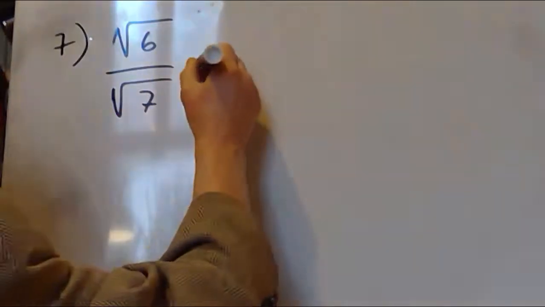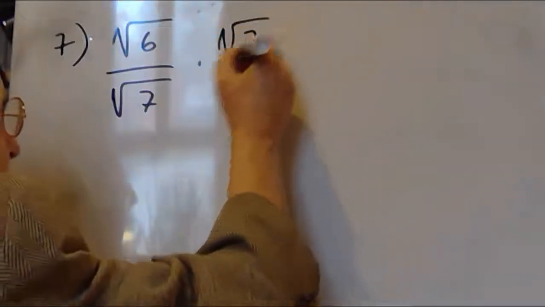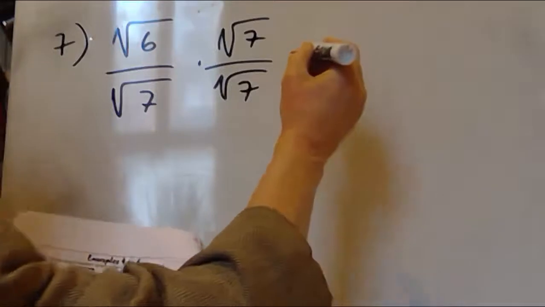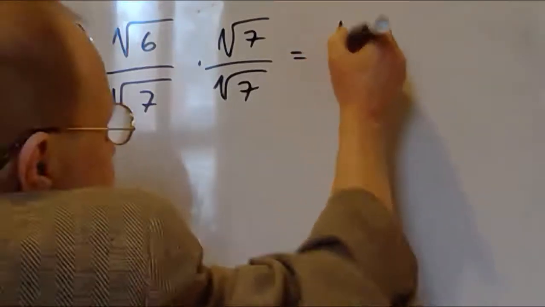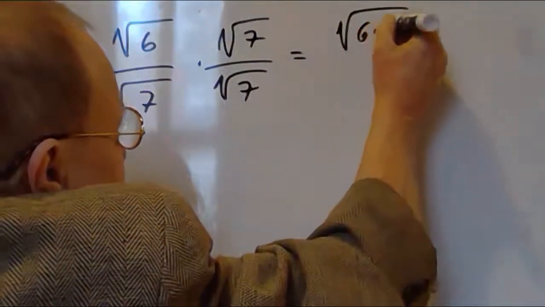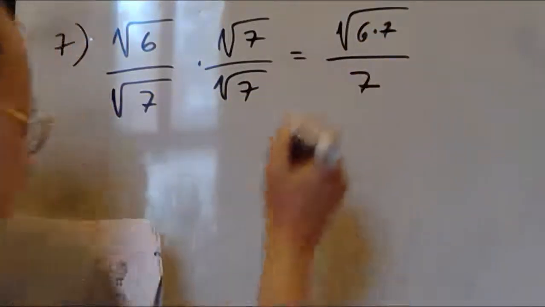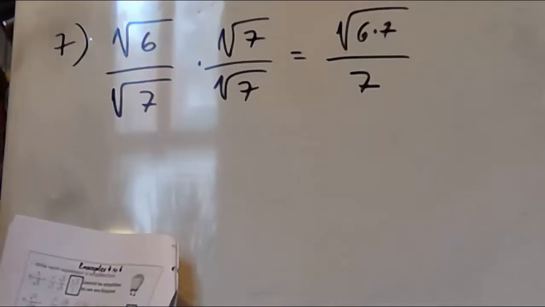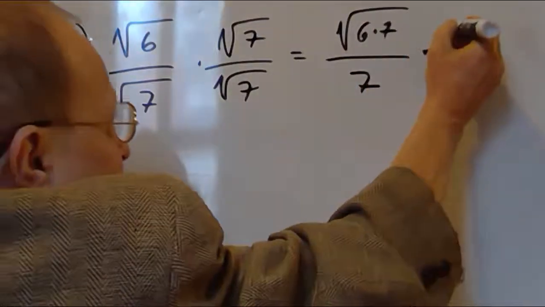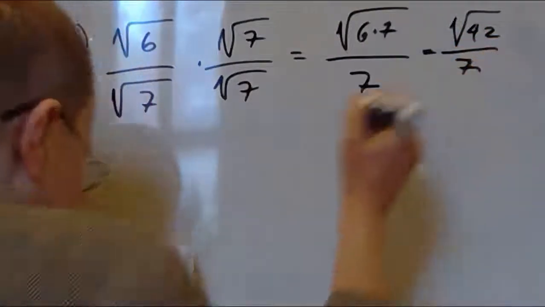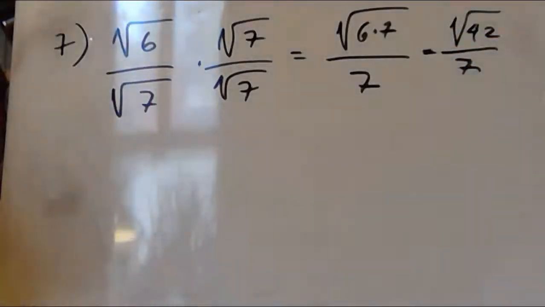Well, this looks like one where I have to rationalize the denominator. So I'm going to multiply by square root of 7 over square root of 7, and that's going to give me 6 times 7 on top, and remember the bottom is just going to come out as 7, and that's going to give me the square root of 42 over 7. And that's as much as I can do with that one.